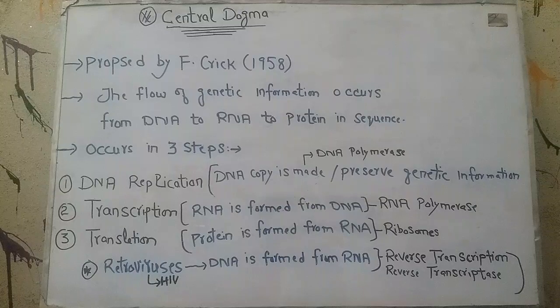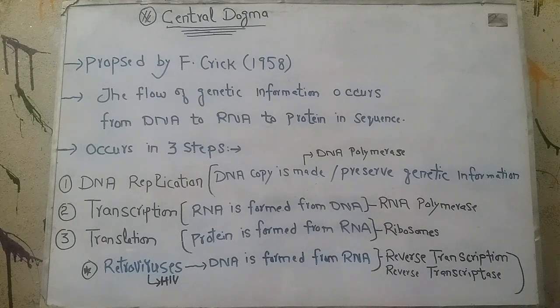Next is transcription. Transcription is a process where an RNA copy is made from DNA by using RNA polymerase enzyme. So here the flow of information occurs from DNA to RNA. Next is translation. In translation, protein is formed from RNA. The information present in the RNA and ribosomes help in this process. So here the flow of information occurs from RNA to protein.